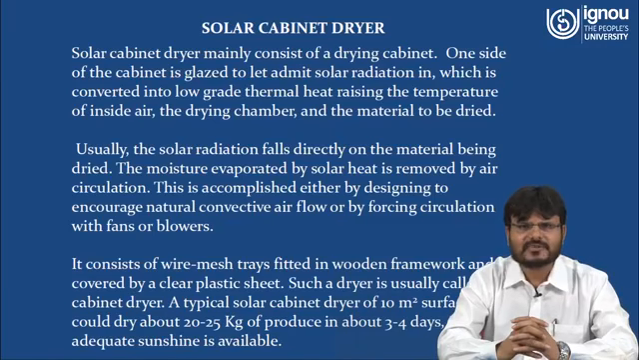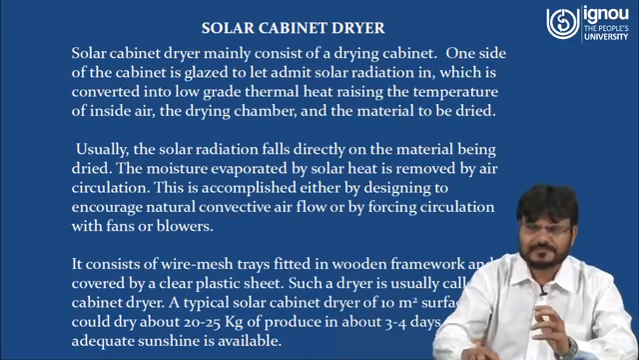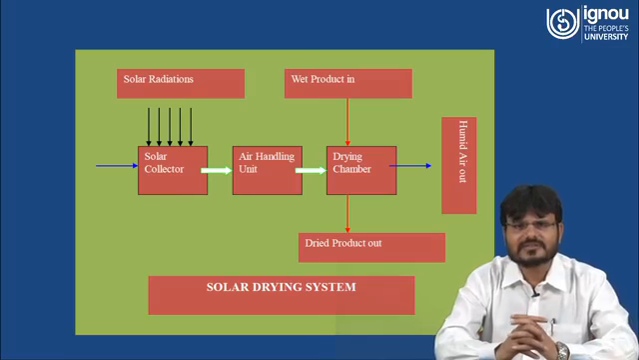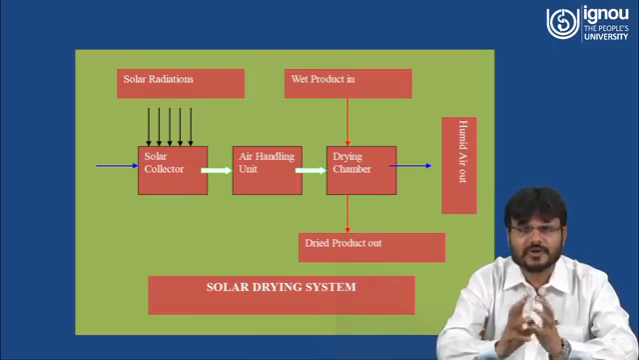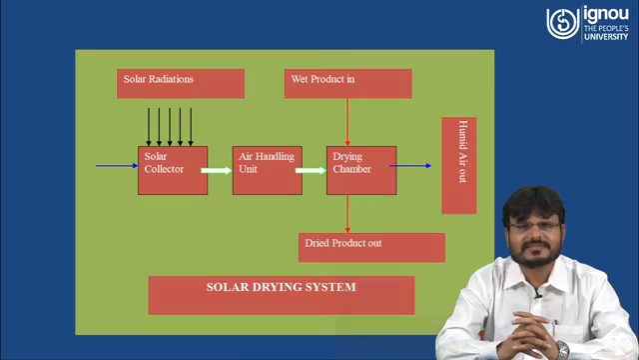A typical solar cabinet dryer of 10 meter square surface area could dry about 20 to 25 kilograms of produce in about 3 to 4 days if adequate sunshine is available. Now here you can understand by this block diagram how the solar drying system works.